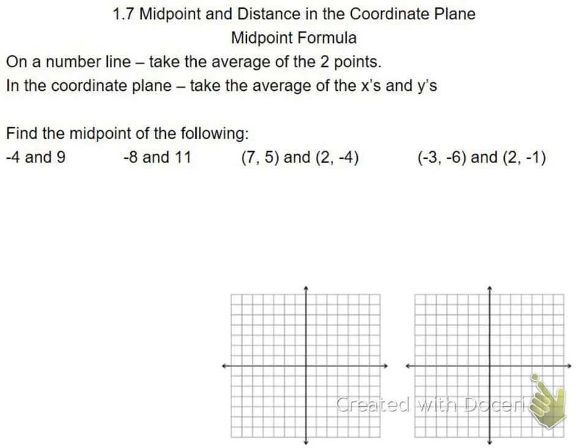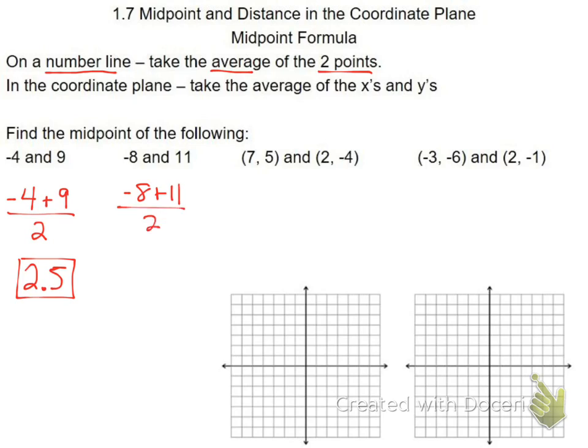So for a midpoint, on a number line, all we have to do is just take an average of the 2 points. So for these first two problems that we have here, if I want to find the midpoint of negative 4 and 9, all I want to do is add them together and then divide by 2. So negative 4 plus 9 gives me 5. 5 divided by 2 gives me 2.5. Second one, same thing. Negative 8 plus 11 divided by 2 gives me 3 on the top, divided by 2 gives me 1.5.